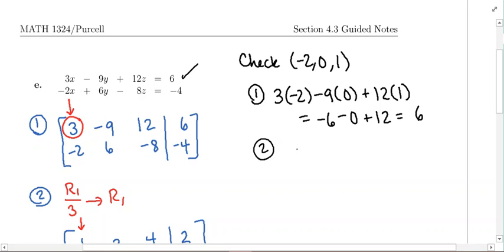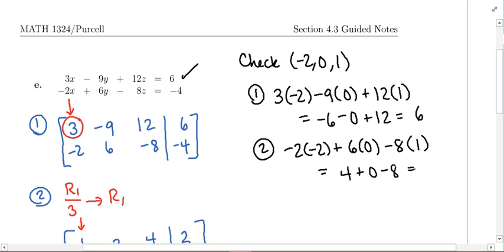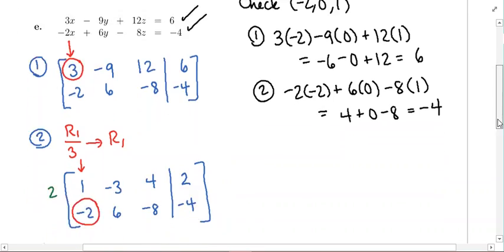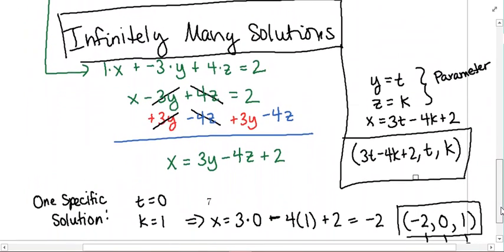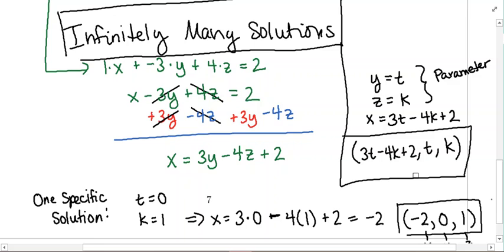And then check equation number 2. We're going to get negative 2 times x plus 6 times 0 minus 8 times 1. That simplifies to positive 4 plus 0 minus 8, which is negative 4. So that one checks out as well. So that is one specific solution. All you have to do to generate additional solutions is pick another t value and another k value and plug them in. So that is the answer to this particular one.